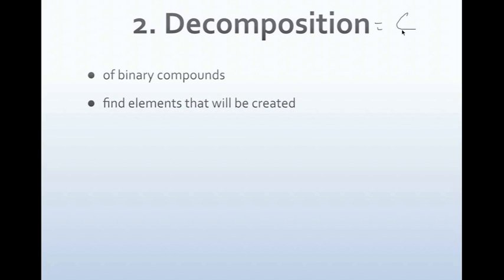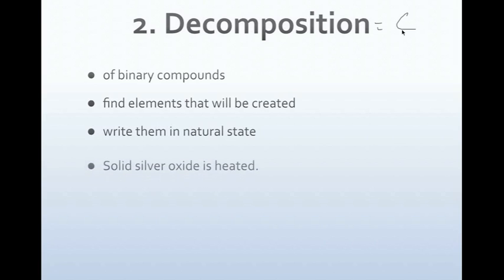Now, in a decomposition reaction, first we're going to be starting with a binary compound. So we saw in the synthesis we're starting with 2 elements. Here we're going to start with a single compound. Now what we have to do is find the elements that will be created, meaning we have to break that compound up, and all we're going to do in the product is just write them in their natural state. So our first example, we see that we have solid silver oxide is heated.